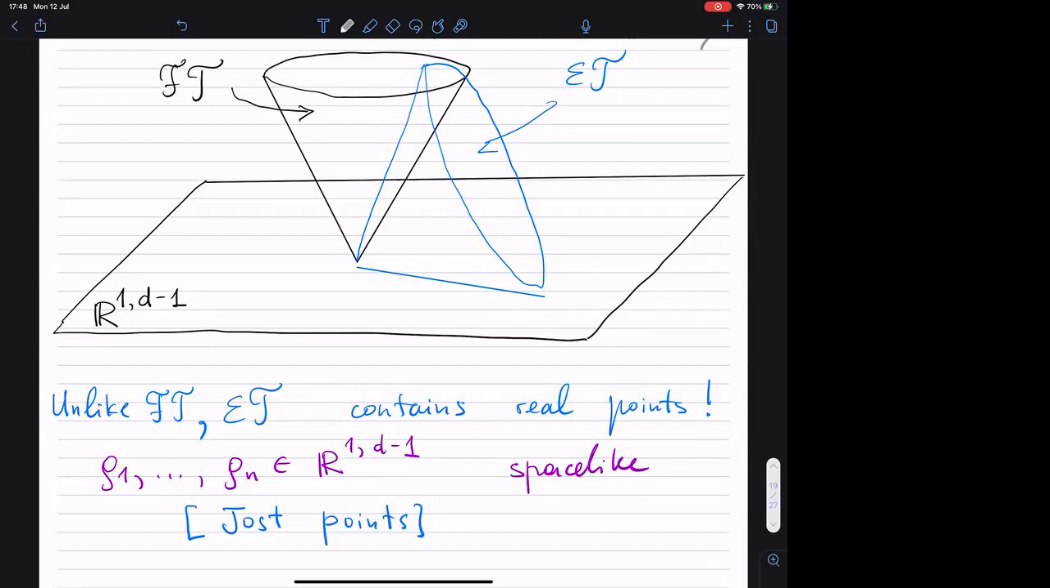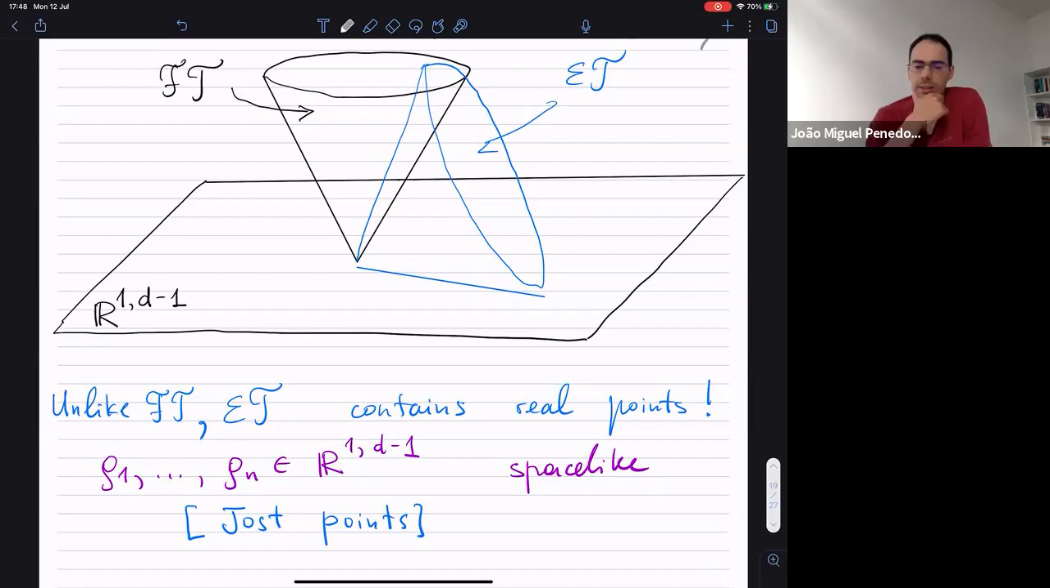But also, space-like doesn't mean that they are all at t equals zero, right? They could also be at different times, so it might not be possible to interpret this as a Euclidean configuration. Yes, I see. Yes, that's true. Thanks, Peter, for pointing this out.